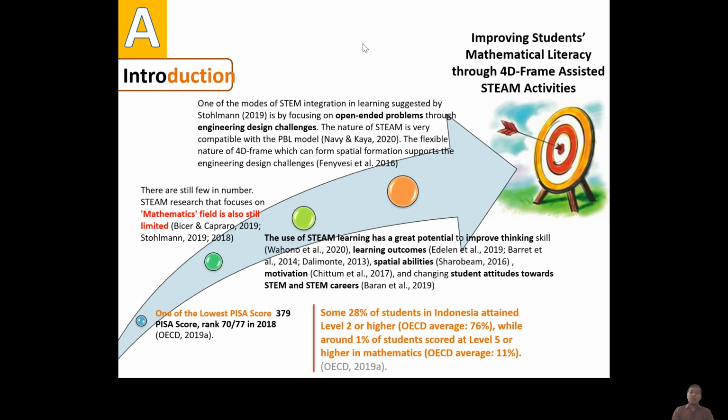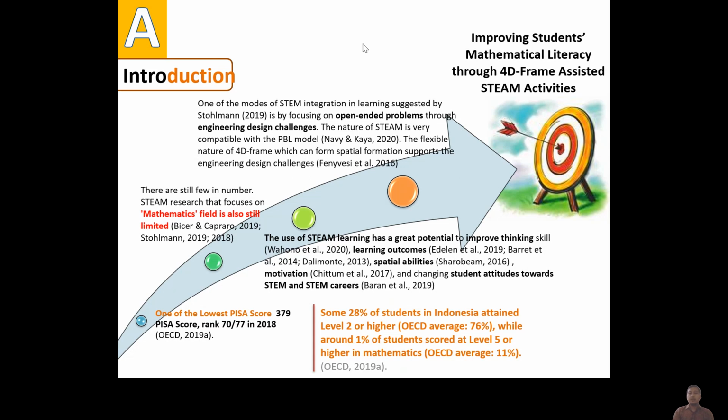As we know, one mode of STEAM integration in learning suggested by Stallman is by focusing on an open-ended problem through an engineering design challenge. So now we need to combine these STEM learning activities into a familiar and powerful learning model. In this case, we chose problem-based learning. Why? Because the nature of STEM is very compatible with the PBL model. The flexible nature of the 4D frame, which can form spatial formations, supports the engineering design challenge.